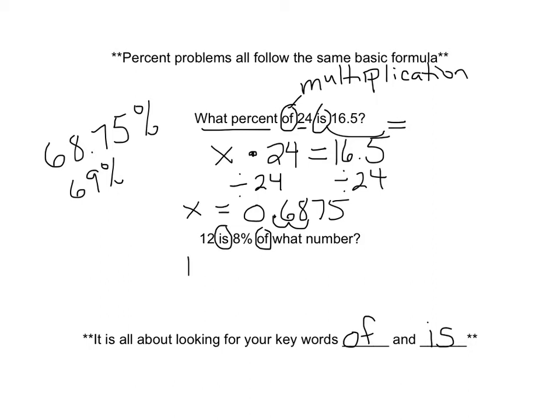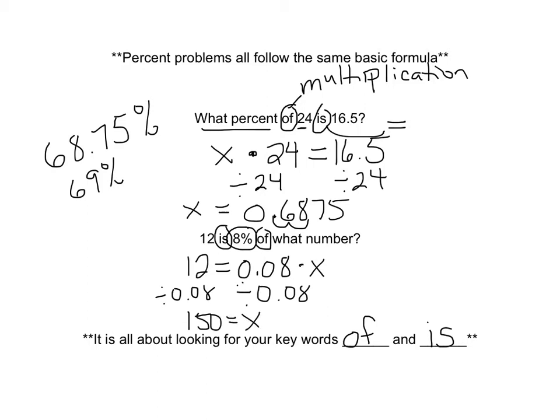So here we have 12 equals 8% of what number? Well, remember, percents we're always going to write as a decimal form, so 8% is 0.08 times x, because we don't know what the number is. Once again, I'm going to divide both sides by what I'm multiplying by. So I'm going to take 12 divided by 8/100, and I get an answer of 150 equals x.